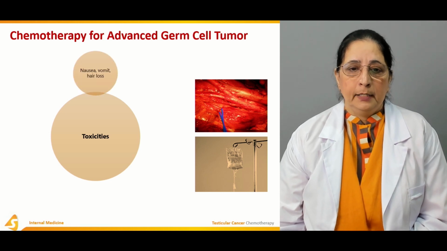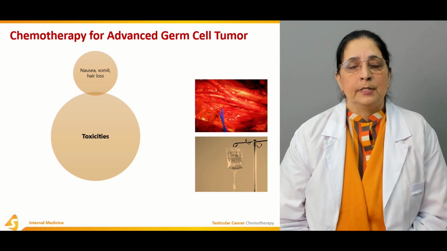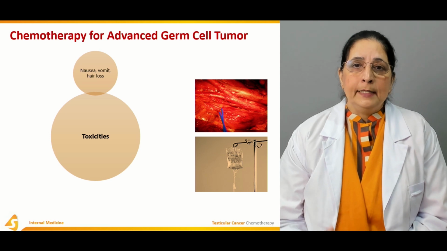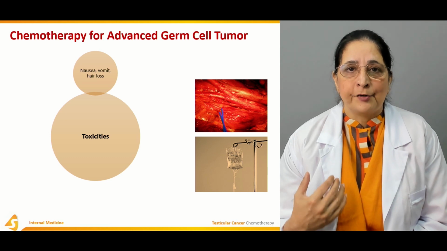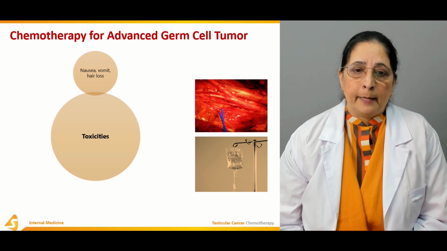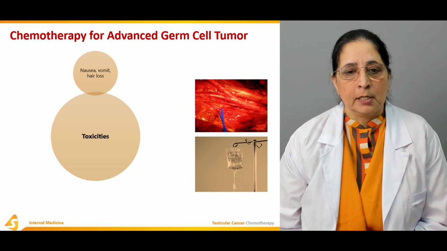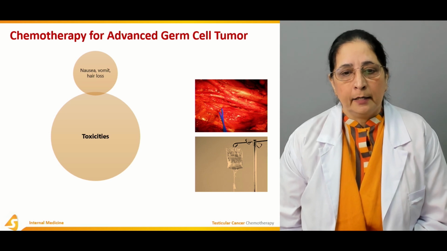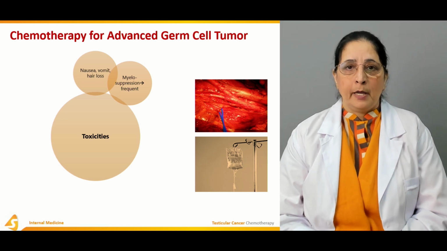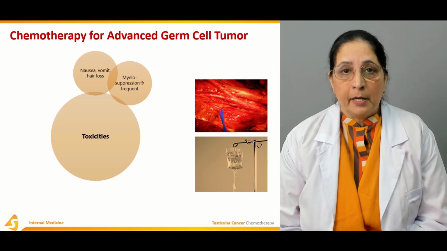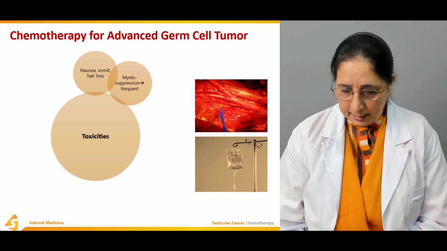Toxicities of the chemotherapy used for the advanced germ cell tumors. We know that all these chemotherapeutic drugs have side effects, they have different risks associated with them. So in this case, different toxicities associated with chemotherapeutic drugs: nausea, vomiting, hair loss, myelosuppression. Suppression of the bone marrow is frequent. So bone marrow suppression is also a serious risk associated with chemotherapy.